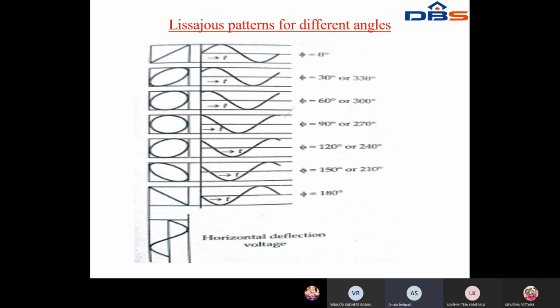Whenever you apply the sinusoidal signal at 120 or 240 degrees, up to now we have seen a straight line, some oval shape, a circle. So here again a reverse circle, again an oval shape, a straight line. At 180 degrees, it will give a completely straight line. These are the Lissajous patterns for different angles.